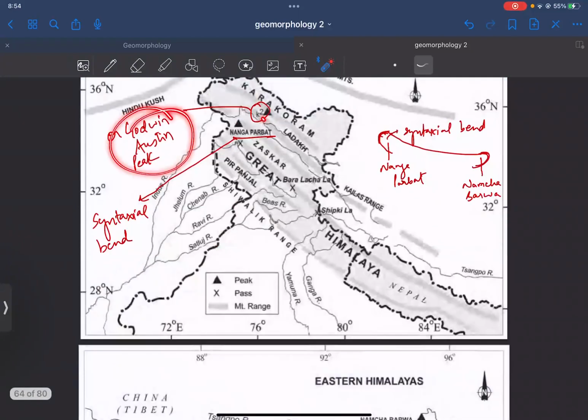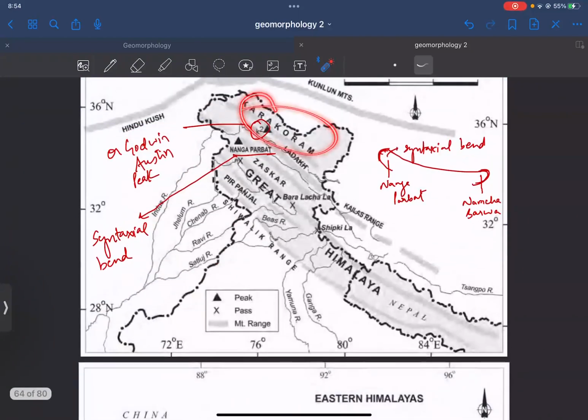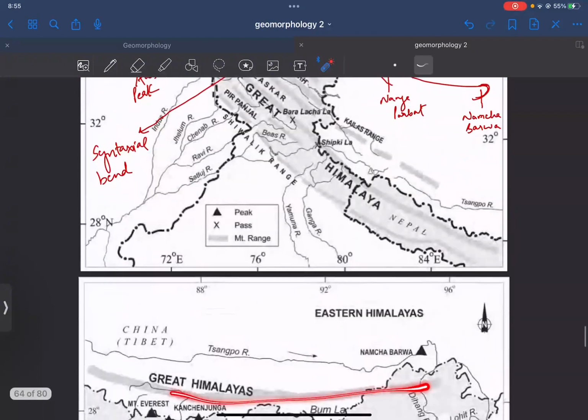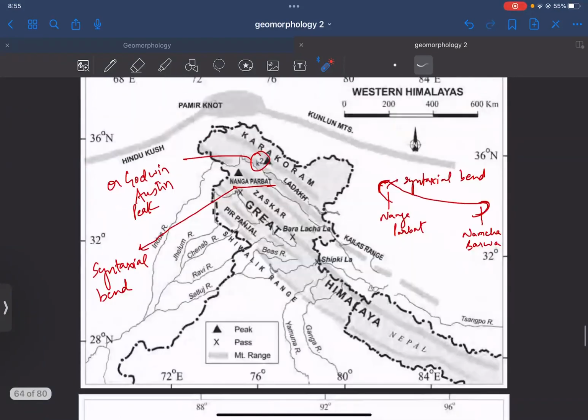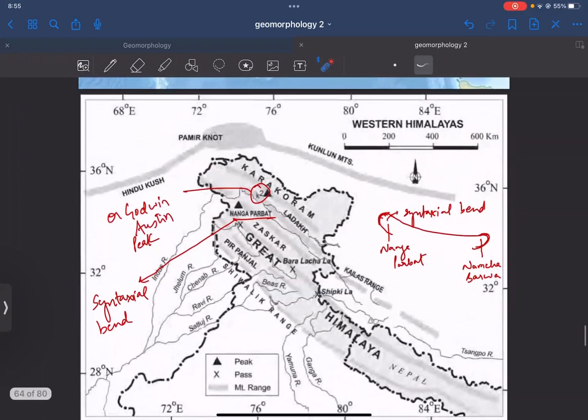K2 peak is also known as Godwin Austen Peak, which is present in the Karakoram Range. The Great Himalayas go up to the Sangpo River, that is the Brahmaputra River, because the Brahmaputra is known as Sangpo in the Tibetan region. And it takes a 90-degree turn. See, this river is coming, taking a 90-degree turn as a syntaxial bend, which is at Namcha Barwa. Okay. All right, keep these basics in mind.